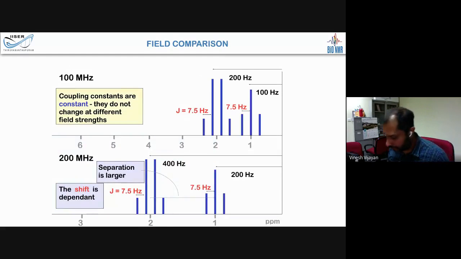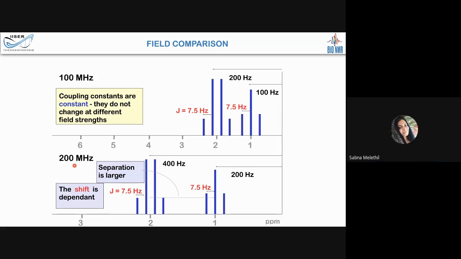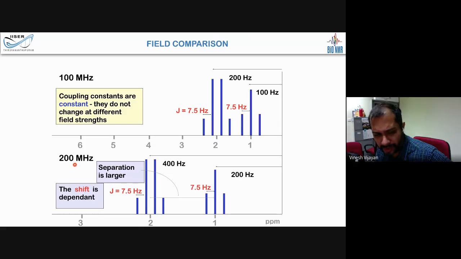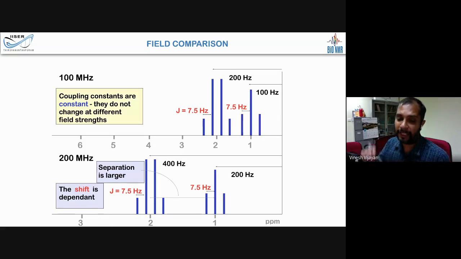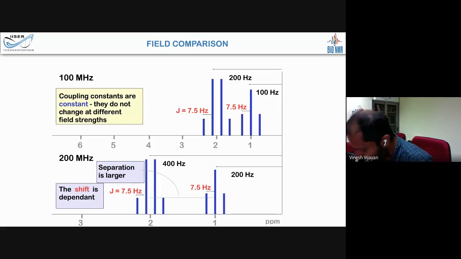This I have already told you. At 100 megahertz, if the splitting is 7.5 hertz, then at 200 megahertz the J coupling is still the same, 7.5 hertz. So it is independent. The J coupling in hertz is independent of field.